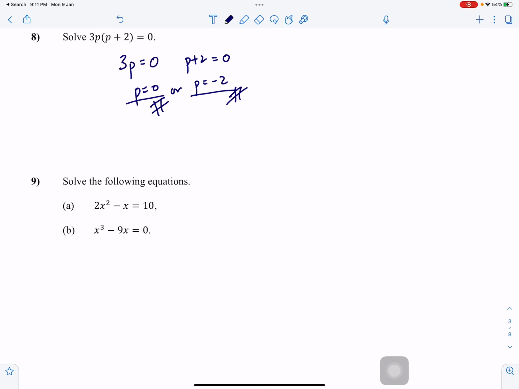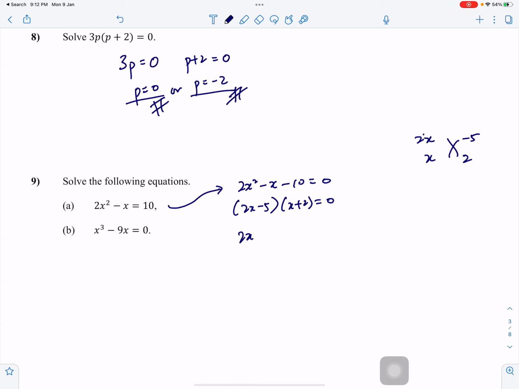Question number 9. Again, always remember, bring everything to the left hand side. The right hand side becomes 0. So here you got your 2x and you have your 2 and minus 5. So there you go, 2x minus 5, x plus 2 equals 0, 2x minus 5 equals 0, x equals to 5 over 2, or this. Okay, all right. So there you go.